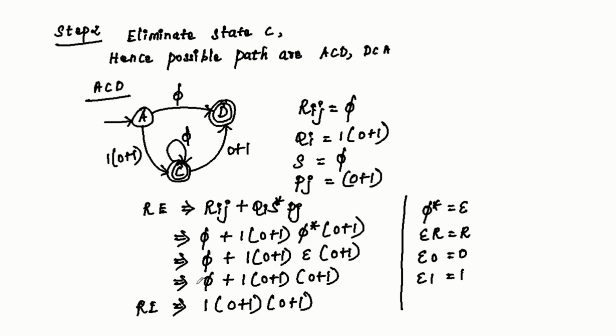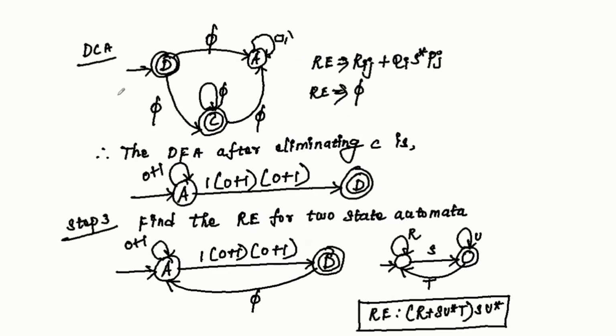And finally you will get null plus 1 of 0 plus 1, 0 plus 1. When you add with null, you will get the regular expression 1 of 0 plus 1, 0 plus 1. We are done with the first possible path. Next possible path is DCA. Draw the transition diagram for the given path DCA.